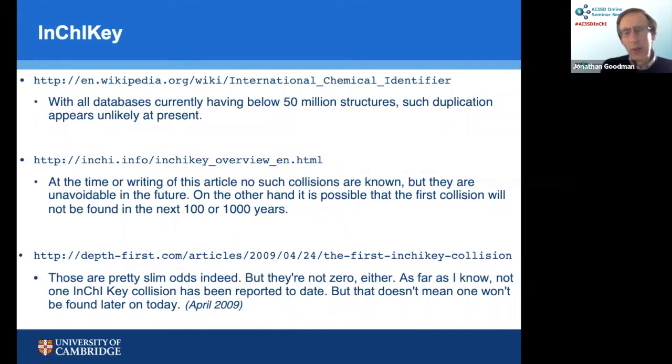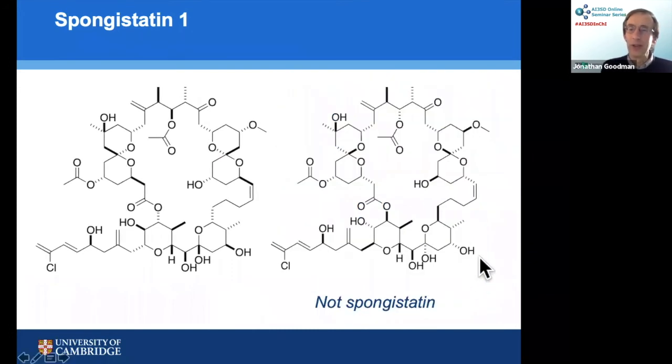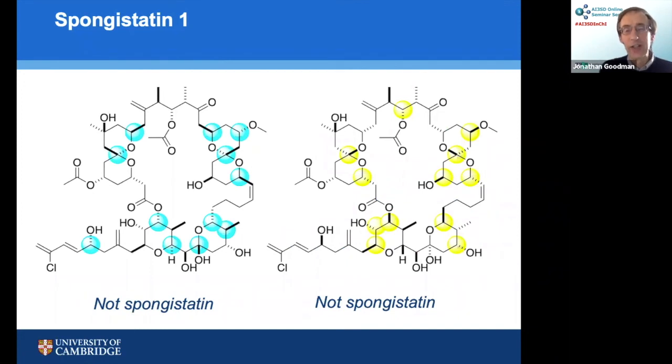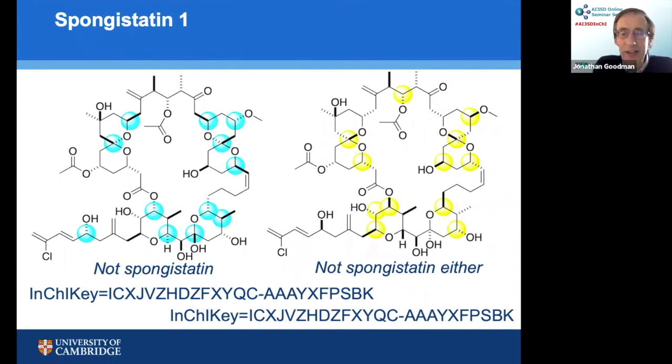I went to a conference shortly after this where I talked about spongistatin, which is an antimitotic macrolide, a really very interesting molecule with this InChI key. And it's got a large number of stereogenic centers. So we can write down molecules which are not the same as spongistatin, but with the same connectivity. So neither of these molecules are spongistatin. They differ in the stereogenic centers. The InChI key for the first one is this, and the InChI key for the second one is exactly the same. So this was the first reported result of a clash of InChI keys for a molecule which is actually a natural product, a large molecule, but not an impossibly large one.